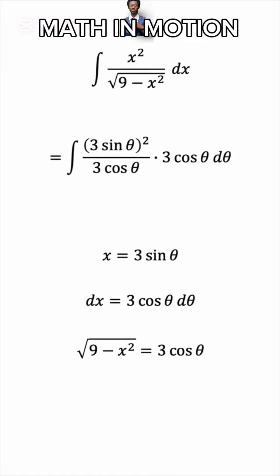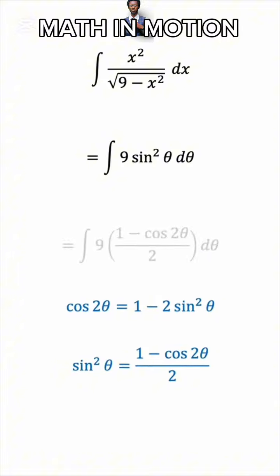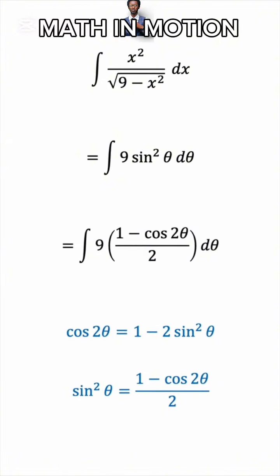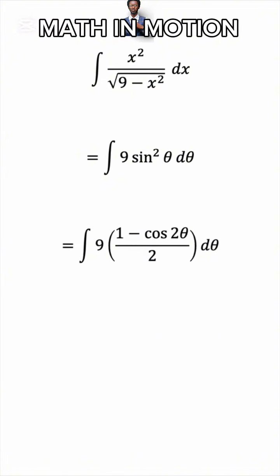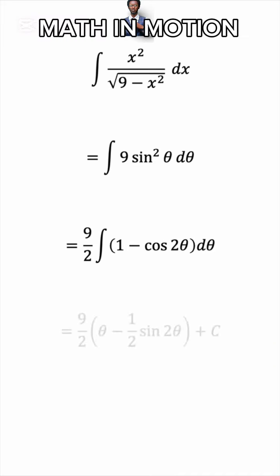Notice that 3 cosine theta cancels out, and the integral becomes 9 sine squared theta d theta. To integrate sine squared, we'll have to use the double angle identity for cosine. Substituting, the integral becomes the following. Now, 9 over 2 is just a constant, so we can take it outside the integral. And the antiderivative is now very easy to find.